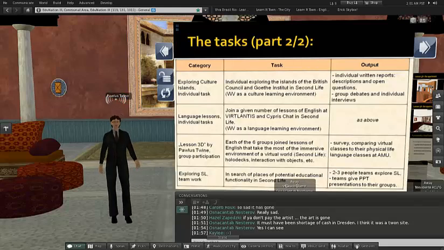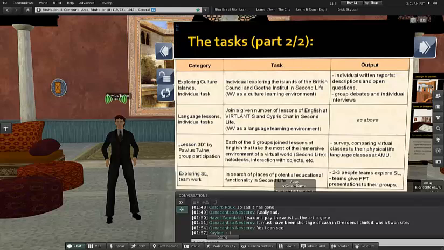And then afterwards, I wanted to have some English classes where I was the teacher, and I called that Lesson 3D by Paul Twine, because I wanted to show my students how to take the most of the immersive features of this environment of the virtual world, like Second Life. So I wanted to use holodecks, interaction with objects, and so on and so forth. And here I didn't check their language gain, because they were individual classes. There was not a series of classes. So in the output, I had surveys comparing how they had to compare virtual classes to their physical life language classes at Adam Mickiewicz University.